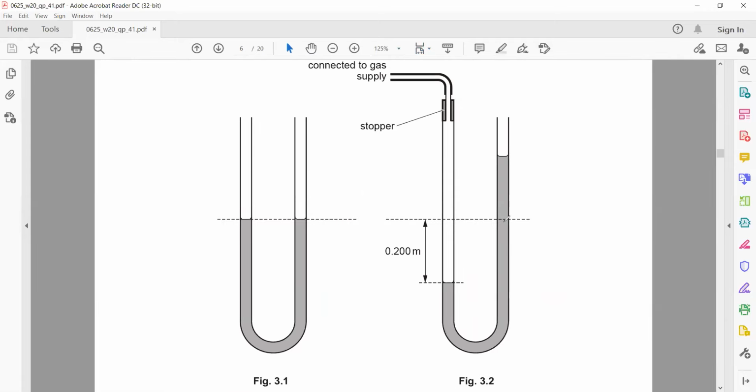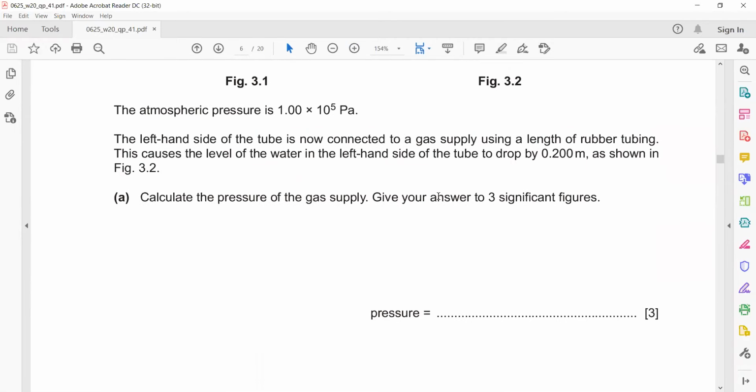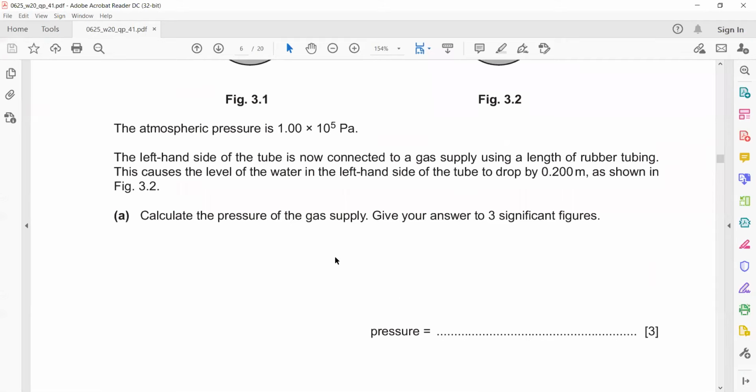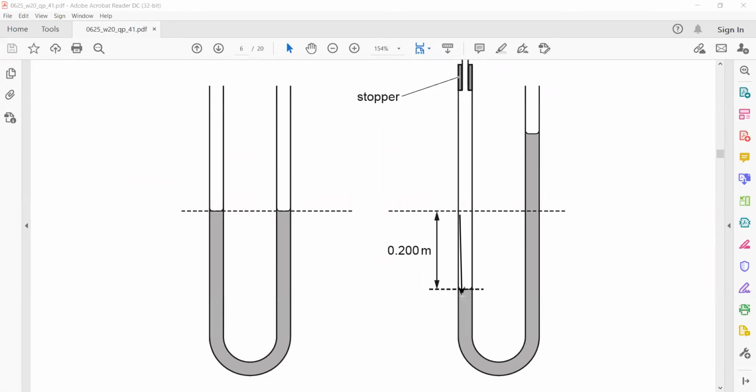So we can write the expression that the liquid pressure due to difference in the level plus the atmospheric pressure is equal to the gas pressure. So pressure exerted by the gas is equal to pressure exerted by liquid plus pressure exerted by atmosphere. In the question, the atmospheric pressure is 1 exponent 5 Pascal. That's a normal atmospheric pressure, which is also called 1 atm. The left hand side of the tube is now connected to a gas supply using a length of rubber tubing. This caused the level of water in the left hand side to drop by 0.2. Calculate the pressure of a gas supply and give your answer to 3 significant figures. So if it dropped by 0.2, how much will it rise?